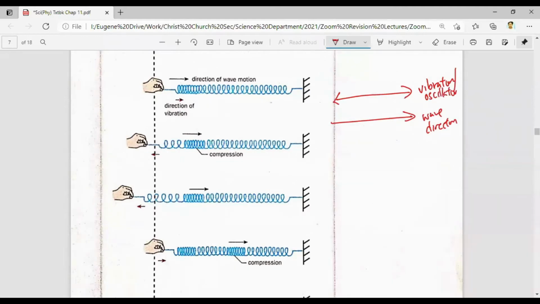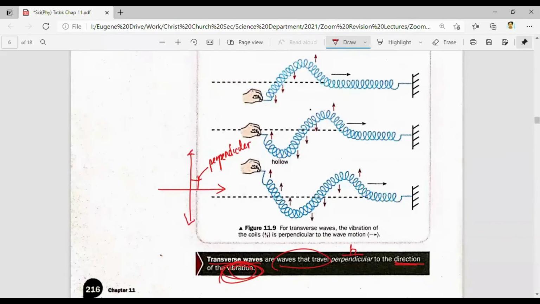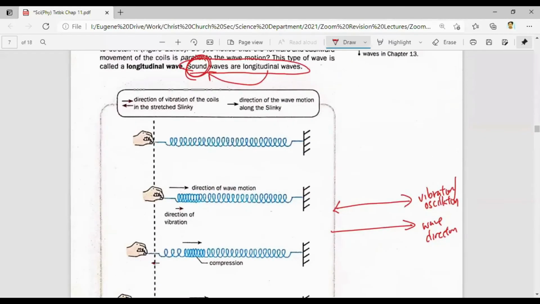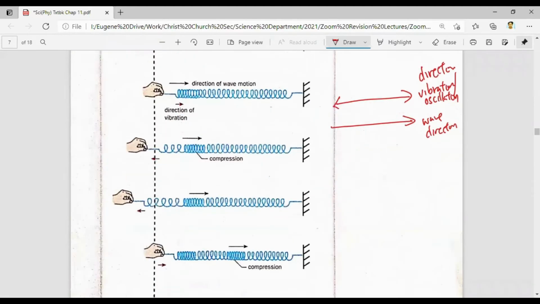Now, what do you realize about this compared to the previous example? This is the vibration. This is the direction of the wave travel. This is the vibration, oscillation direction. This is the wave direction. What you realize is that in the previous example, the transverse wave, it is perpendicular. But in this case, it's not perpendicular. Instead, the keyword used here is parallel.